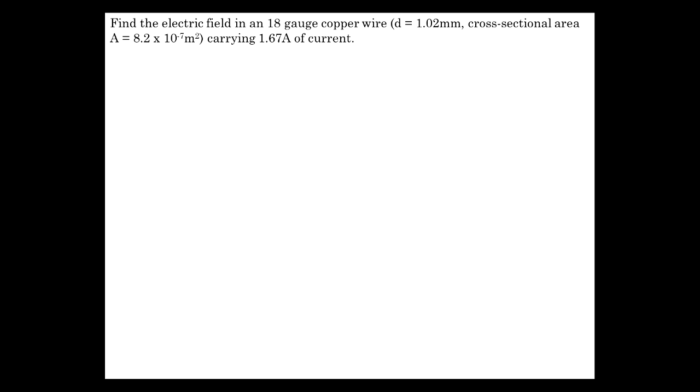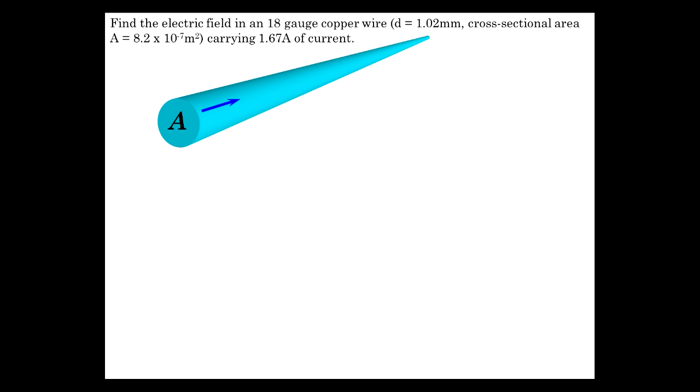Let's do a quick, easy example using some of these ideas. We're going to find the electric field in a copper wire. The diameter is given, which gives the cross-sectional area, and the current. So here's the wire. We're going to find the electric field in this thing. All right. So cross-sectional area, current, and E field. What's that E field? Again, we need the E field to get the current to flow.